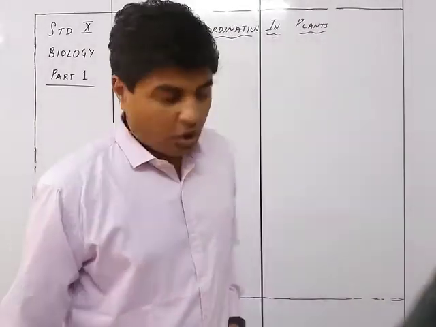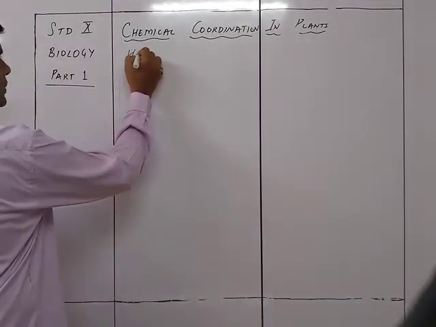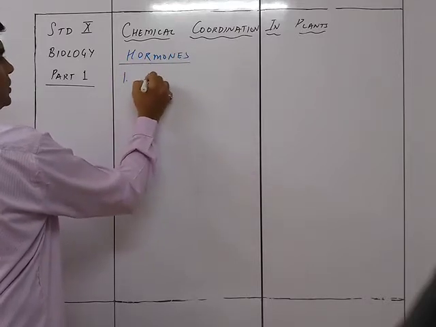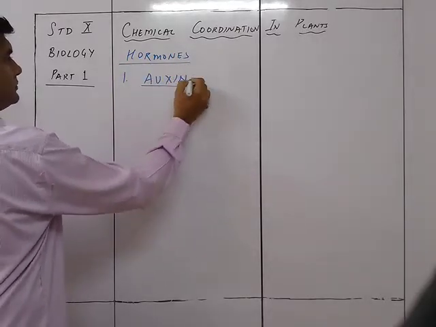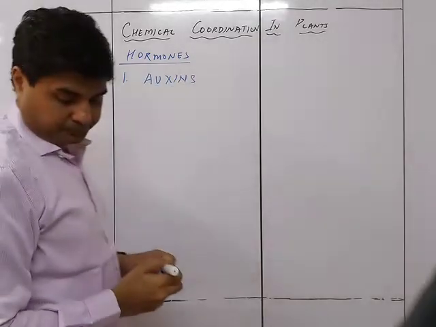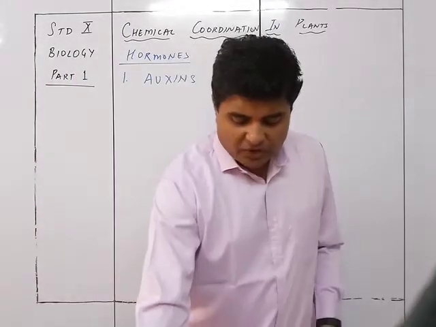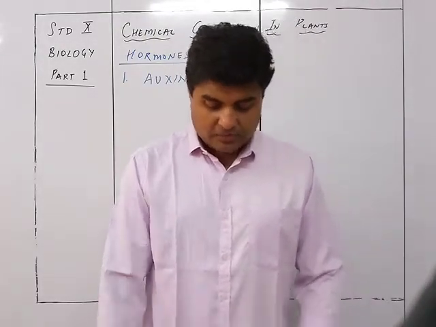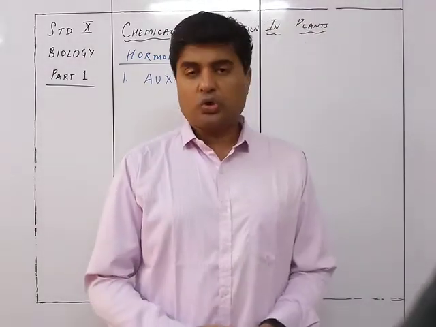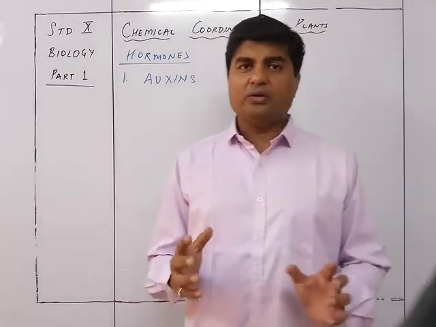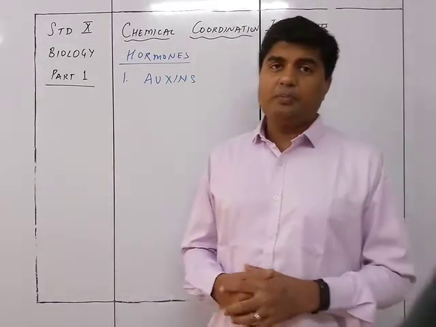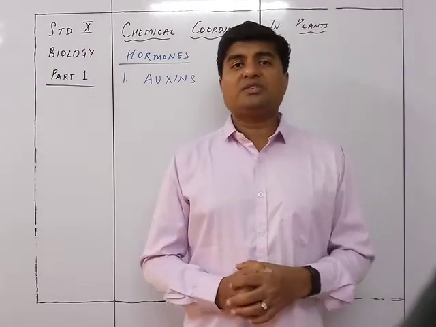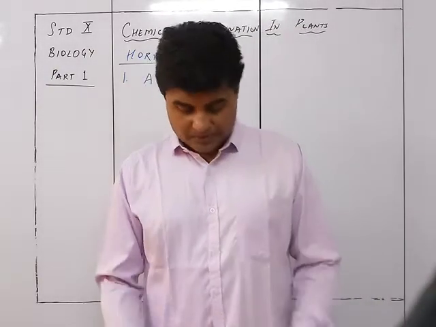The first one is auxin. The term auxin was first coined by F.W. Went in 1928 from the Greek word auxein, which means to grow. So we can easily make out that if auxin in Greek means to grow, then the auxin hormone will be the one responsible for the growth of the plant.